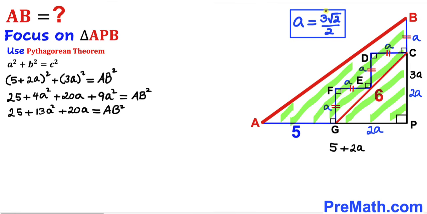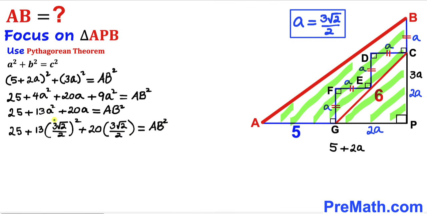And now we know that our lowercase a value is 3 times square root of 2 divided by 2. I am going to substitute that value over here. So we can write 25 plus 13 times (3 times square root of 2 divided by 2) whole squared, plus 20 times (3 times square root of 2 divided by 2), equal to AB squared.